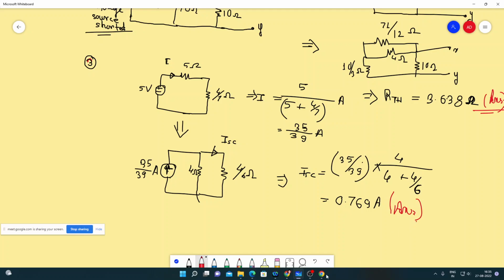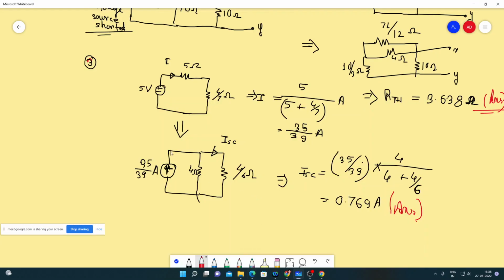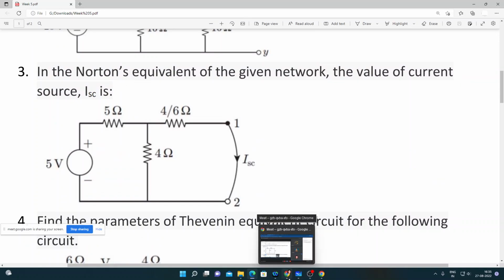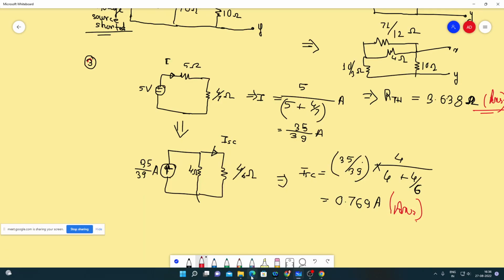So the Norton short circuit current that we need to find out can be found using basic KVL. You can apply KVL across this loop and KCL across this node, and you can find out this ISC. Or this is a quicker way of doing this kind of problem: first find out the current, then consider it to be a current source, and then apply the current divider rule. So we now know that the Norton equivalent current is the short circuit current, and that is equal to 0.769 ampere.